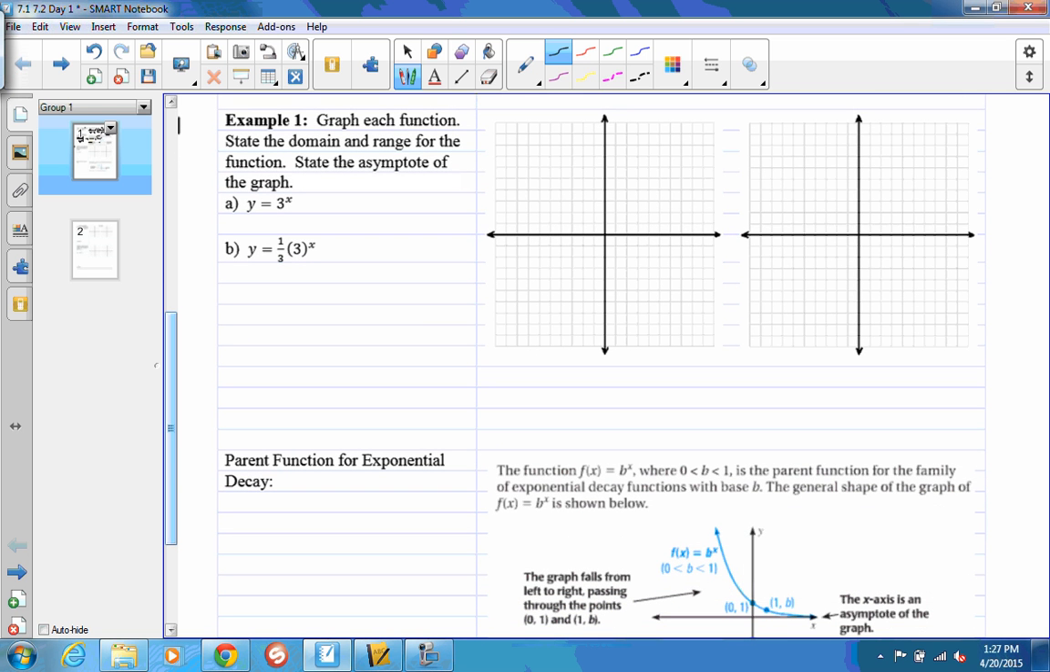So graph each function, state the domain and range for the function. Is this exactly like the problems we just had? I'm going to give you a function, graph it, give me domain and range. The only other thing, state the asymptote, and we'll talk about how to do that. So y equals 3 to the x.